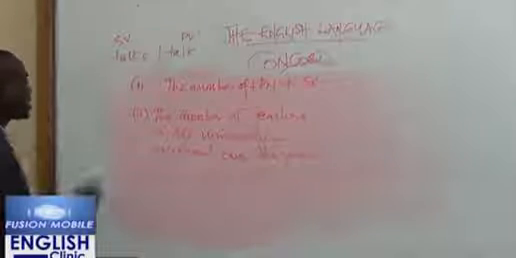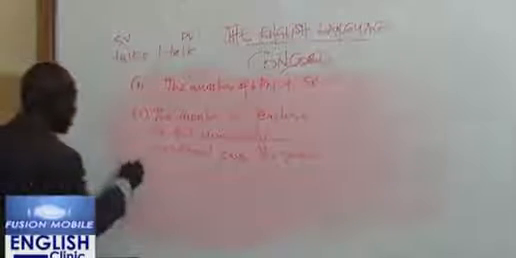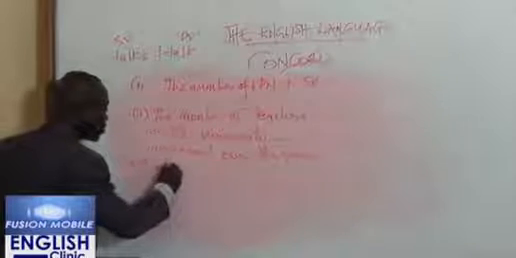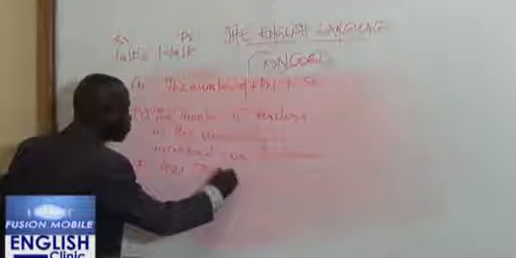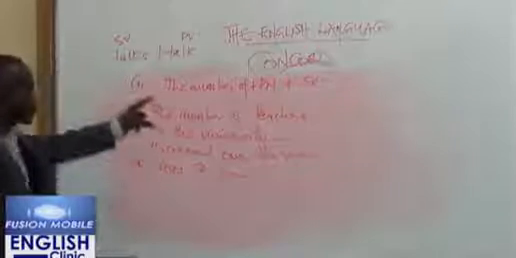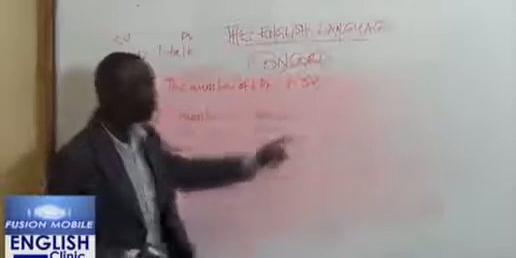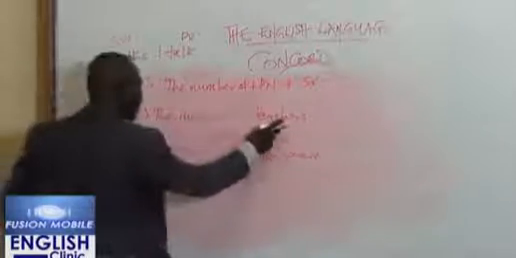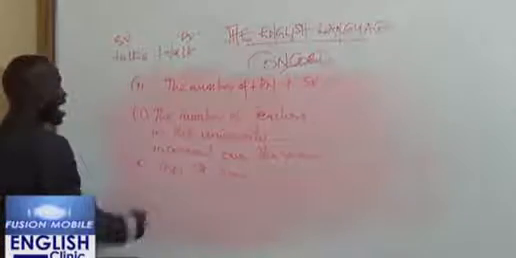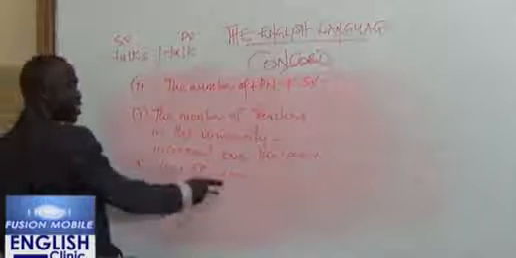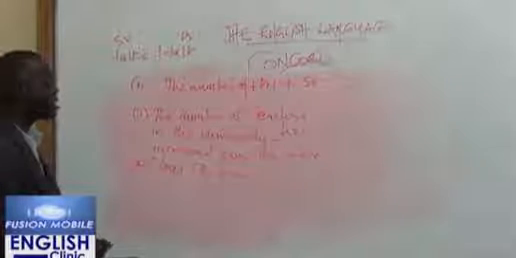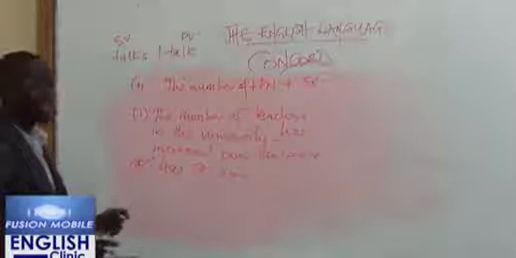The number of teachers in the university dash increased over the year. We have "has" and "have". Look at the rule: the number of plus plural noun plus singular verb. So we have the number of teachers in the university has increased, not have increased. So the right answer here will be "has". So we say the number of teachers in the university has increased over the year.